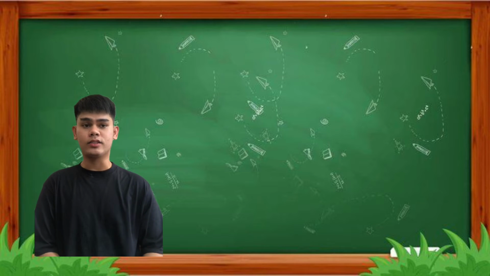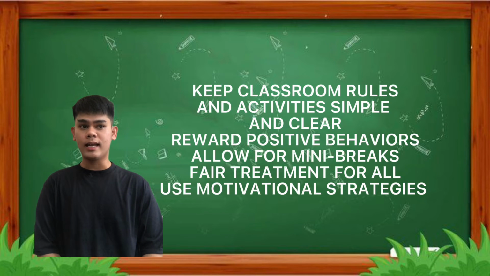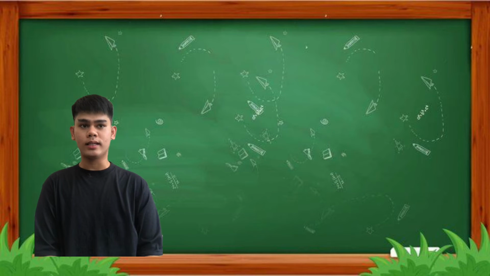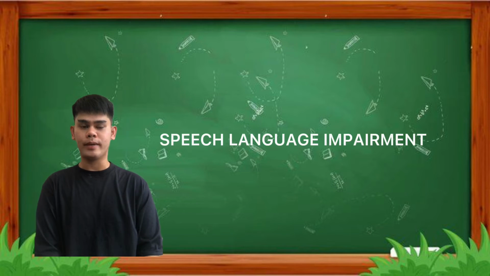And I think that the strategies are keep class rules or even activities simple and clear. Reward positive behaviors, allow for mini breaks, fair treatment for all, and lastly, use motivational strategies. The next one is the speech language impairment.